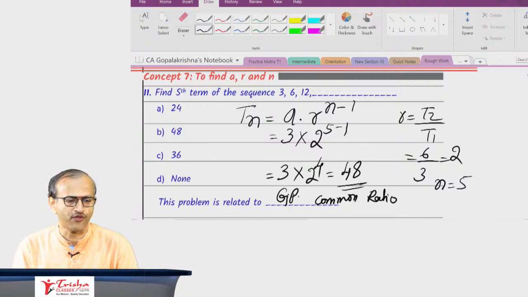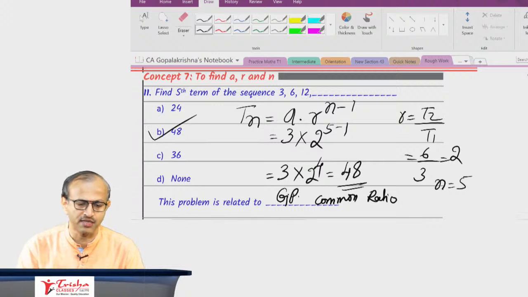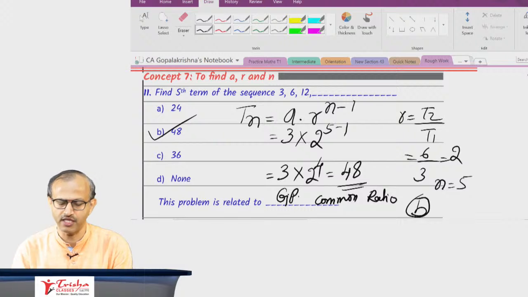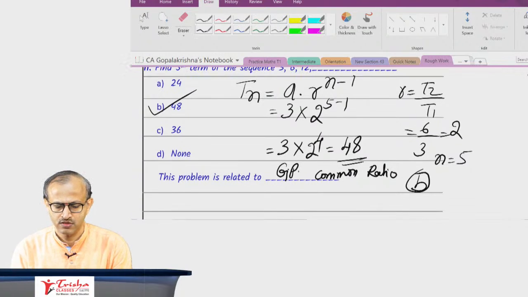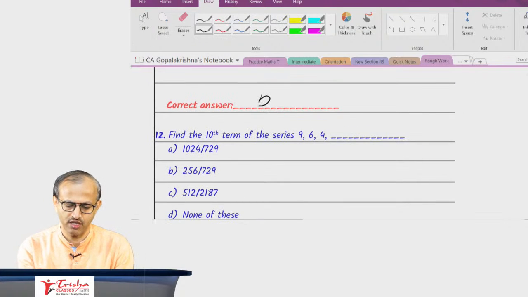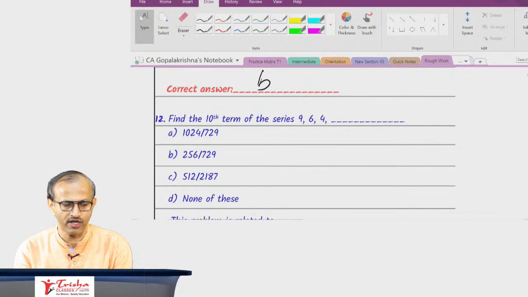Do you have this answer, 48? So the right answer is B. Correct answer is B. One more problem and shall we wind up?